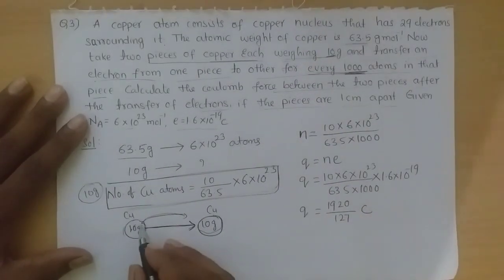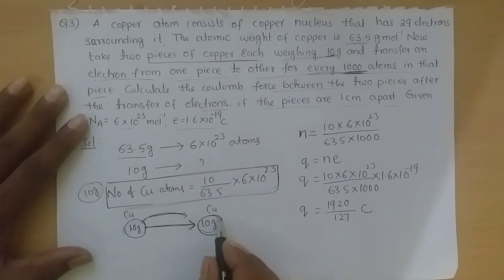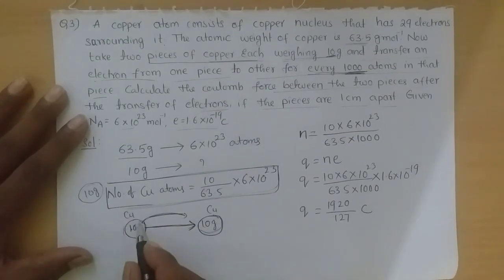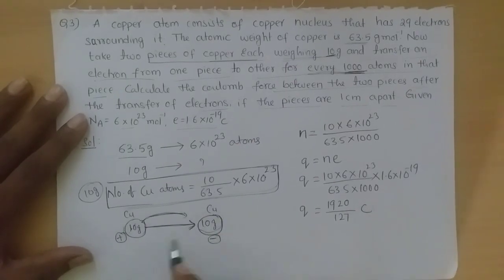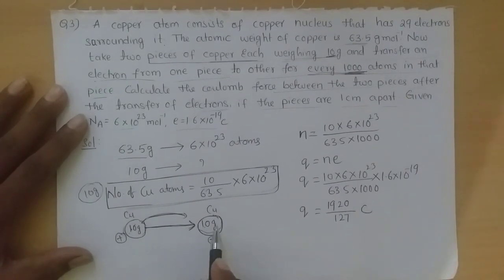So this one is losing electrons and this one is gaining electrons. So this is getting the positive charge and this one is getting the negative charge. Both have the same charge magnitude, but this one is positive and this one is negative. Now we have to find the force of attraction between them. Why attraction? Because this has a positive charge and this one has a negative charge.